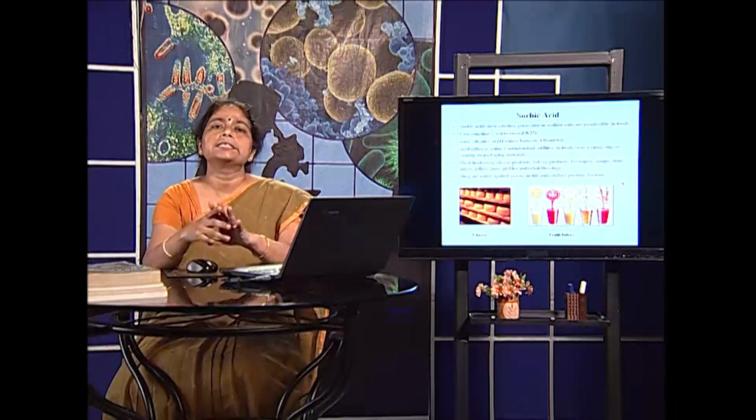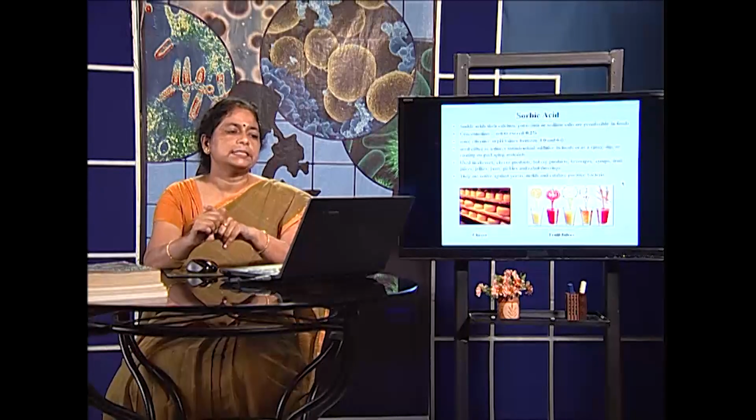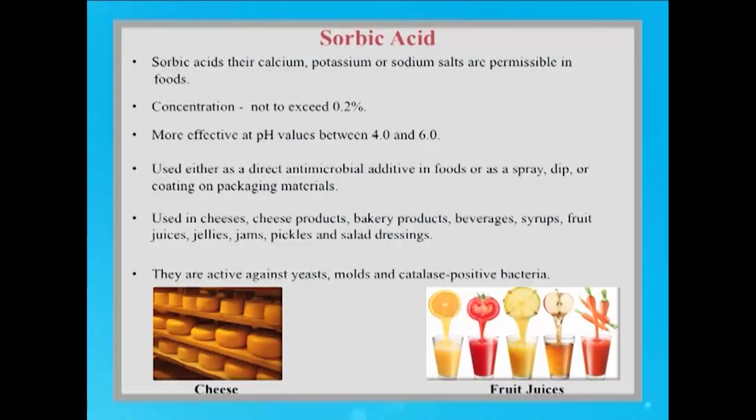Coming on to sorbic acid or sorbates. Sorbic acid or sorbates are used in food items, and the concentration of sorbic acid should not exceed 0.2%. This is very good for preservation because it has antimicrobial activity. And the different salts of sorbic acid like calcium, potassium and sodium salts are also being used. This is mainly used in the cheese industry or in fruit juices, beverages, fruit jellies and jams, pickles, etc. It also is effective against yeast, molds and catalase positive bacteria.